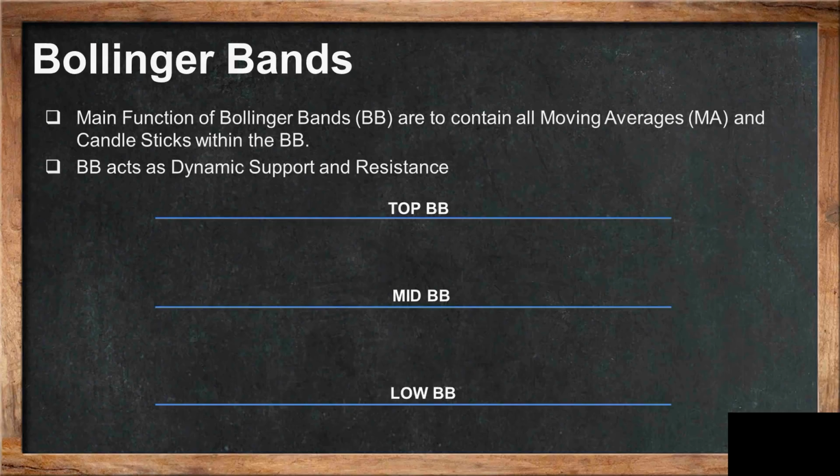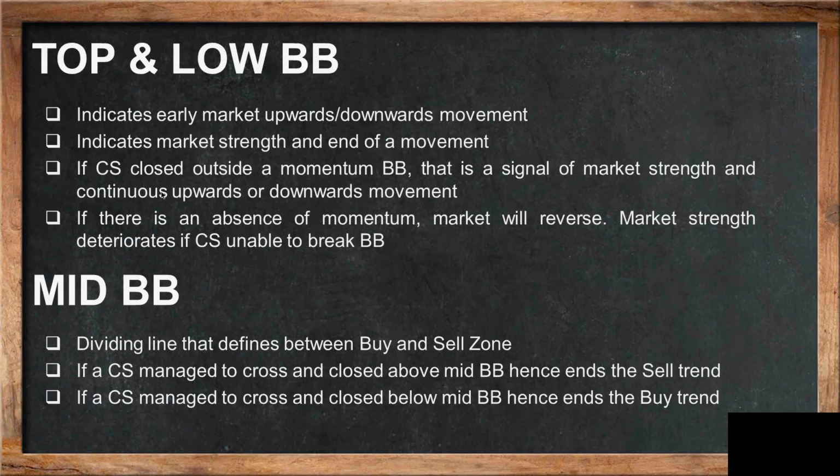So we need to be able to understand what the market is trying to tell us, come up with a plan, and decide how we're going to enter the market. I'm not going to go into this. It's straightforward: top and low BB tell you that if the market is at low BB, it indicates the market going upwards or downwards. It also tells you that if there's candlestick momentum, there's strength in the market. I'll be talking about this in the next few slides.